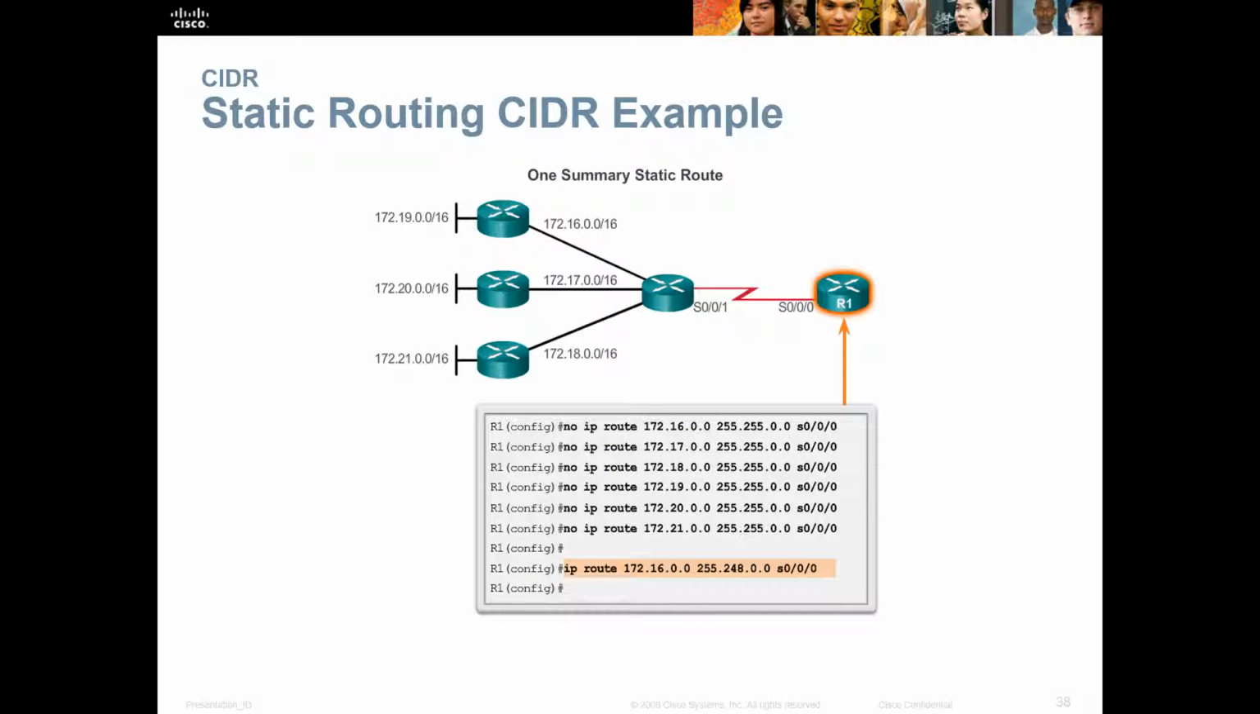Here's another example. All of the different routes here are summarized in 172.16.0.0 with a subnet of 255.248.0.0. Again, we're just taking where things are always the same, and to the left of that, we're counting how many bits there are. To the right of that, we're changing them to zeros.